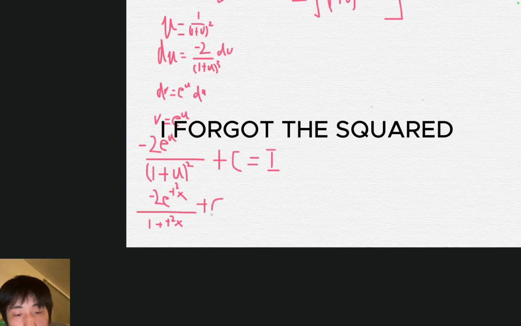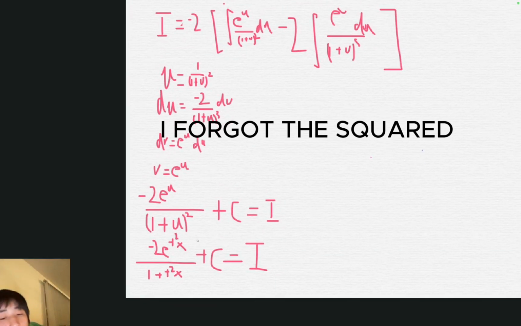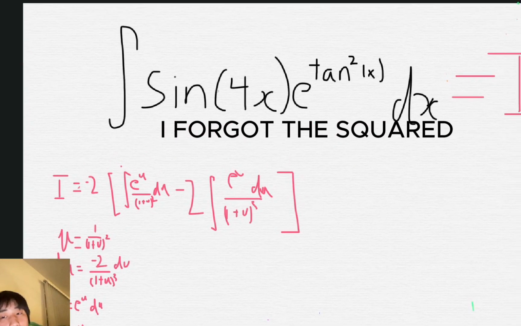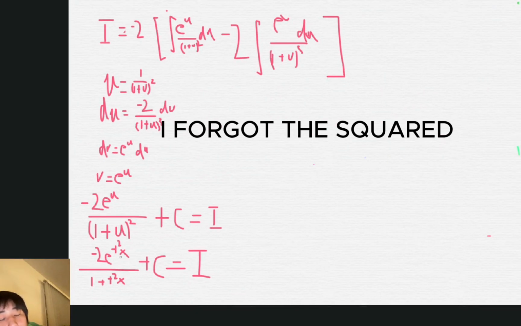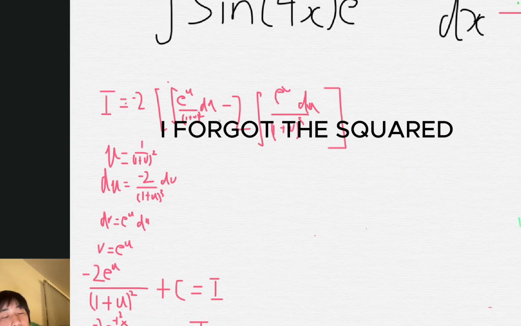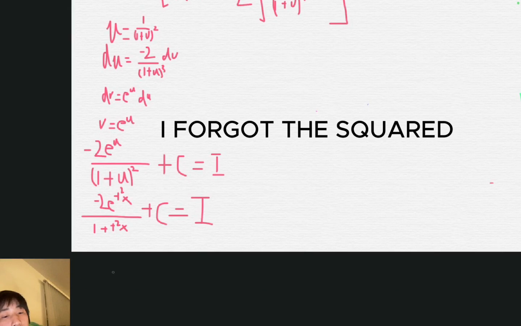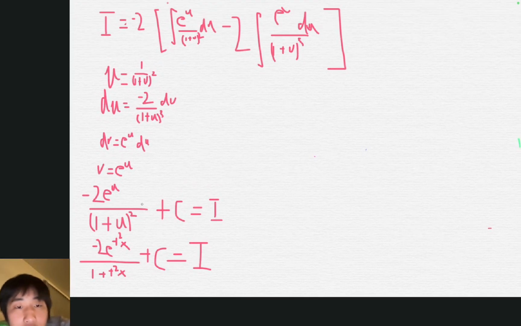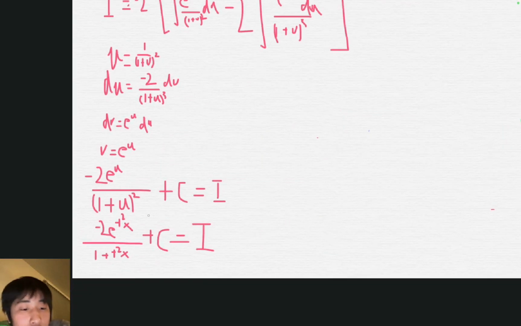And even though technically speaking we didn't integrate anything specifically, we still put the plus C because that's an antiderivative and you just never know about the constant. So because I is an integral value, there must be a plus C at the end of the answer, even though there was technically no integral that we got this answer from. We just cancelled 2 integrals. Anyway, so that's your answer to this: negative 2 e to the tan squared x over 1 plus tan squared x.